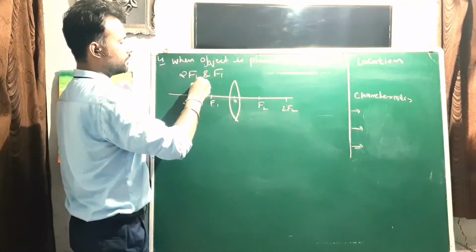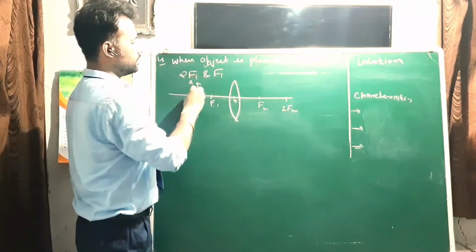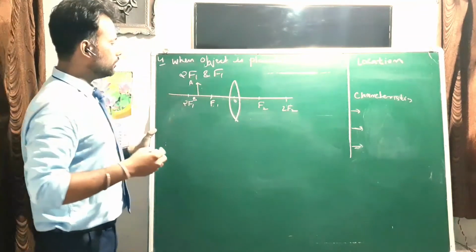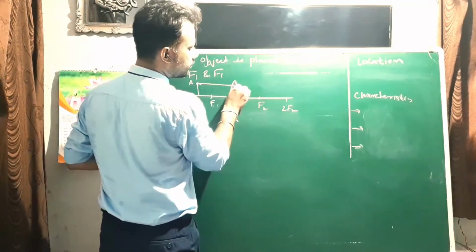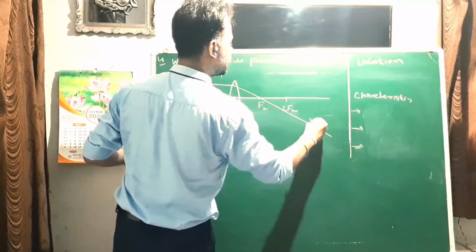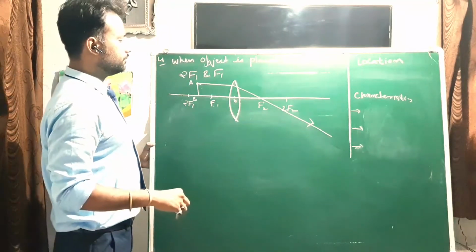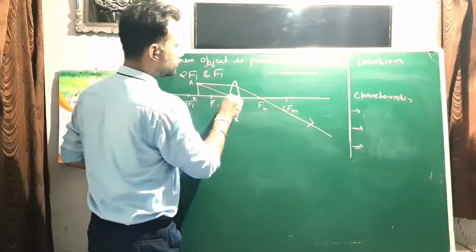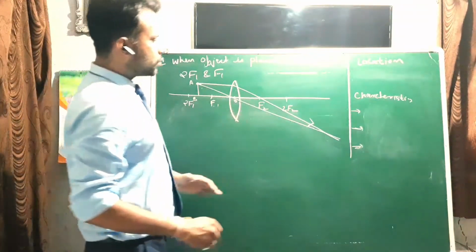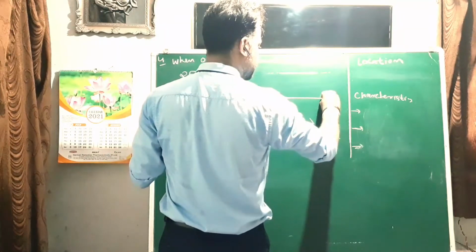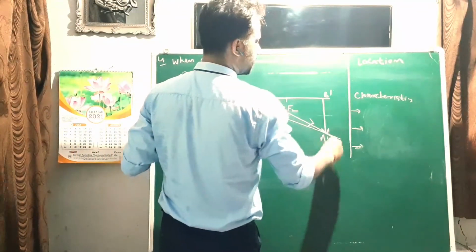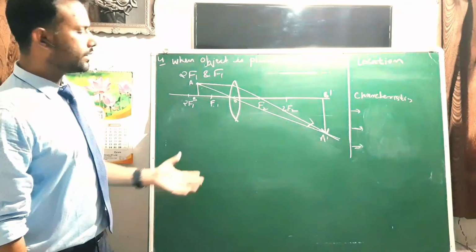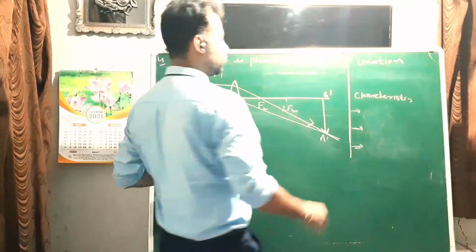So let's say this is the object, right? This is AB, the object. Again, same rule. Parallel ray will pass through the focus. Second, it will go from the optical center. So you can see here these two rays are intersecting away from the 2F2. So this is A dash and B dash. Now it's clear from this diagram that the image location is beyond 2F.